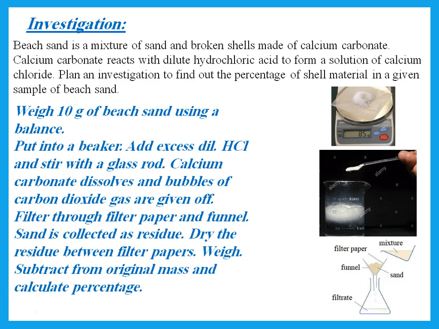So dry the residue and weigh, and then subtract from the original mass. So if I had 10 grams of the total, I end up with some mass of the sand, then the difference is the amount of calcium carbonate, and then I can calculate percentage, and if I want to, I can go on and tell him how to calculate the percentage. Of course, the percentage is the mass of the carbonate over the total times 100.